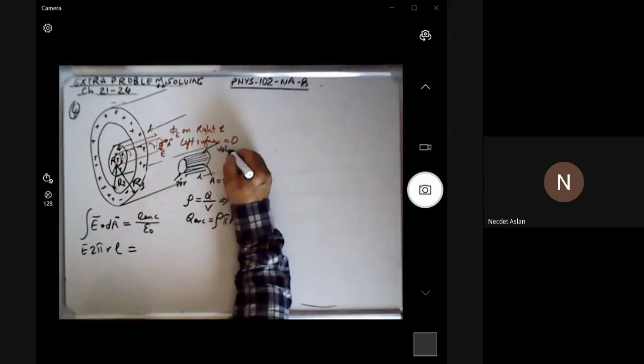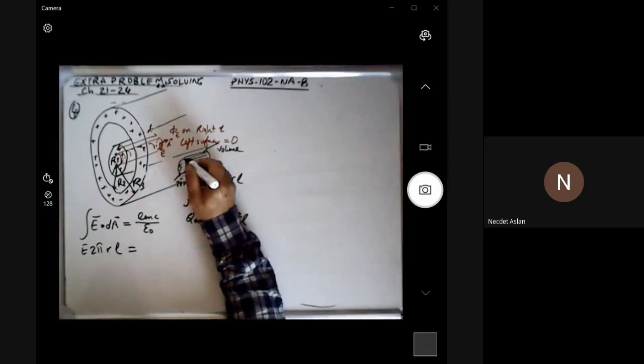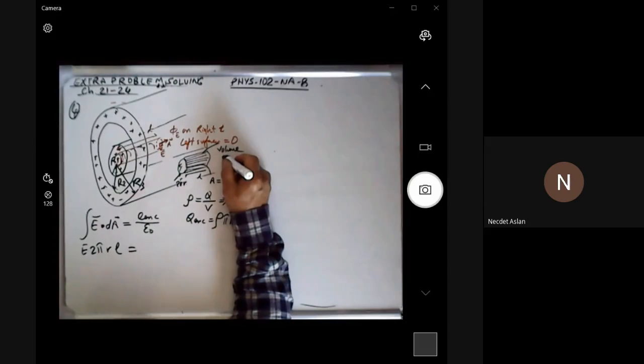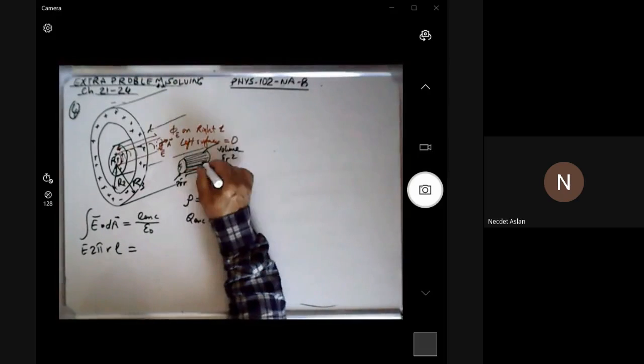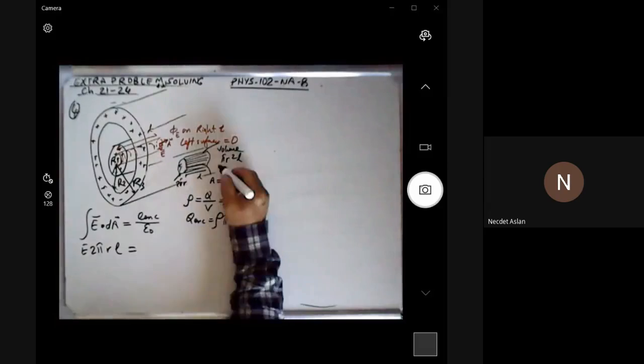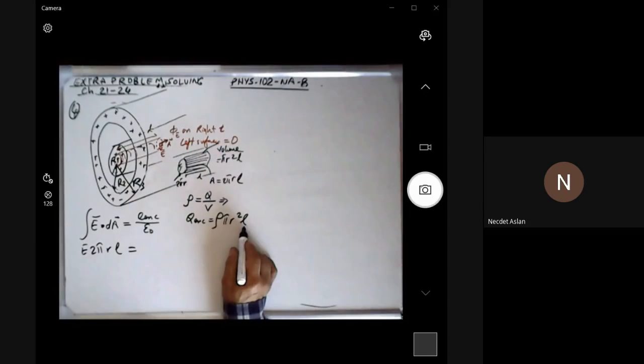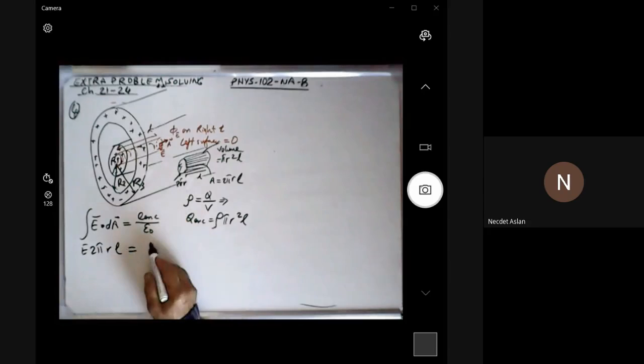So the volume of the cylinder, if the radius is R, is just pi R squared, the base area, times the height. That's why you have to use this expression here. This is the volume times the charge density. This is what we have to write down here. So it's just rho times pi R squared L divided by epsilon zero. Don't forget this Q over epsilon zero.